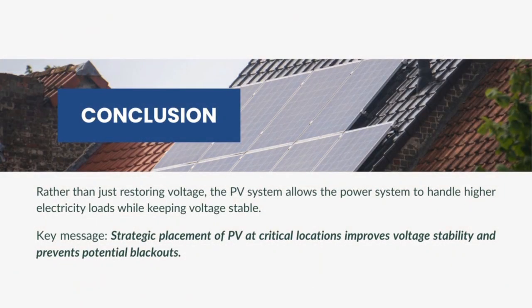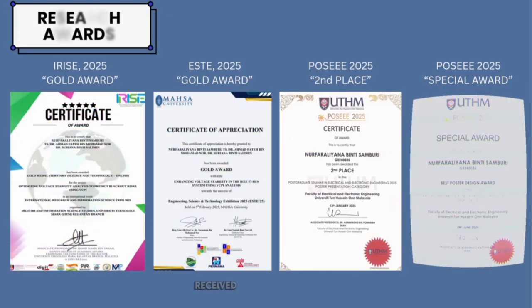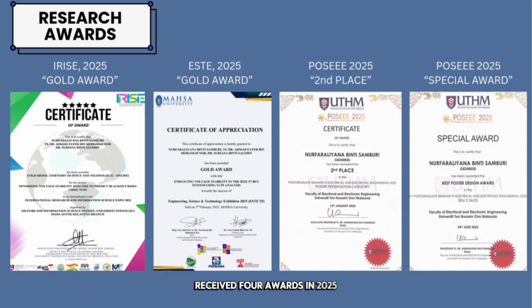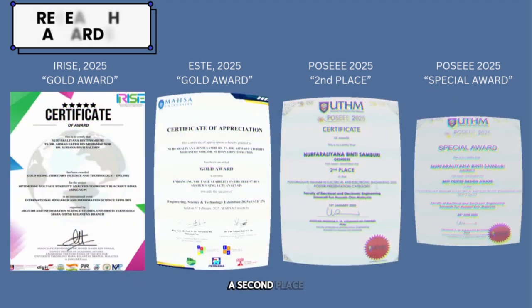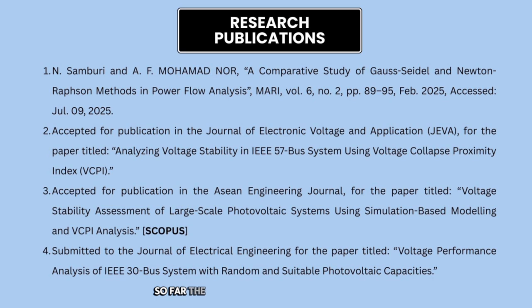The conclusion is, rather than just restoring voltage, the PV system allows the power system to handle higher electricity demand while keeping voltage stable. The key message is that strategic placement of PV at critical locations improves voltage stability and prevents potential blackouts. The research received 4 awards in 2025, including a gold, a second place, and a special award. So far, the research has 1 published paper, 2 accepted papers, and 1 still under review.